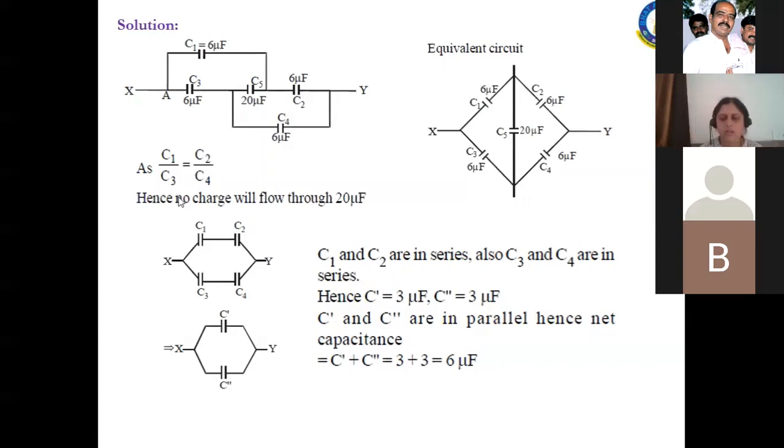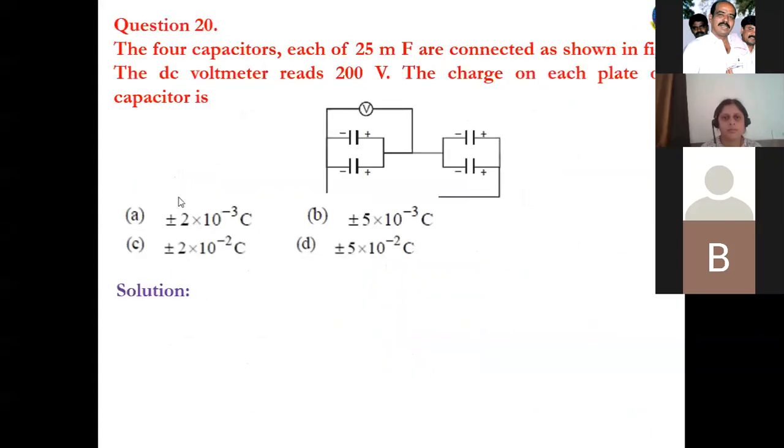Okay, so we'll continue with the next question. See, 4 capacitors, each of 25 microfarad, are connected as shown in the figure. The DC voltmeter reads 200 volts. So the charge on each plate of the capacitor is.